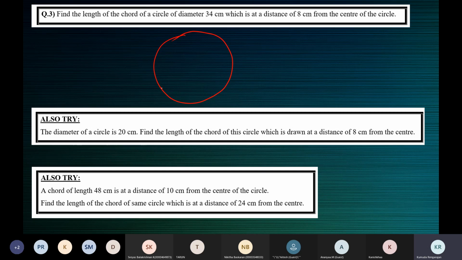So here, let's find the length of the chord of a circle of diameter 34 centimeters. Diameter is 34. So let's draw a figure like this. You should find the length of the chord. Okay, diameter 34. So OB is the radius, so 17. Which is at a distance of 8 centimeters. So OP is 8 from the center.